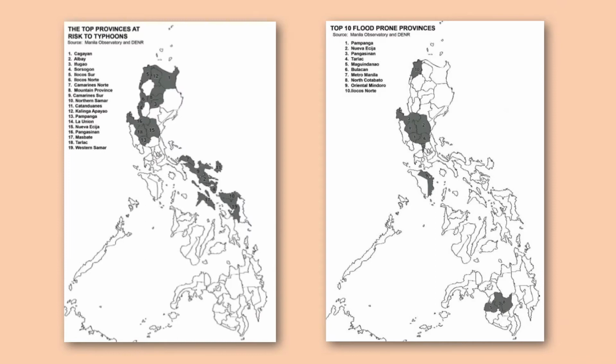Here are the hazard maps on page 7. The shaded portions of the map indicate areas which have higher risk to typhoons. The numbers in the shaded portions correspond to the listed provinces on the left side of the map.